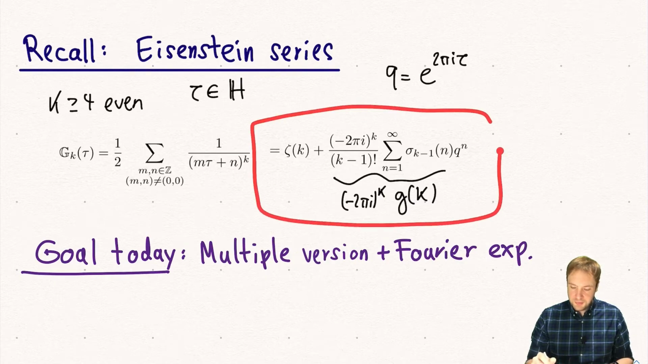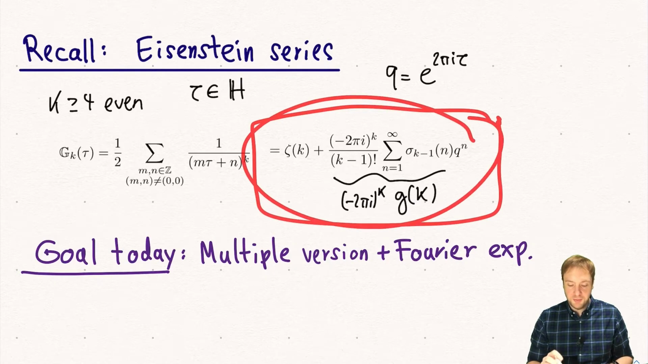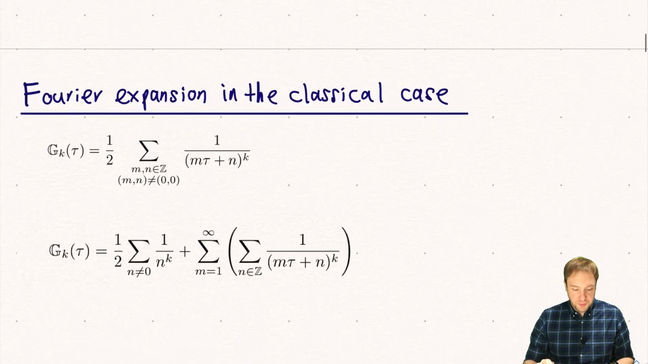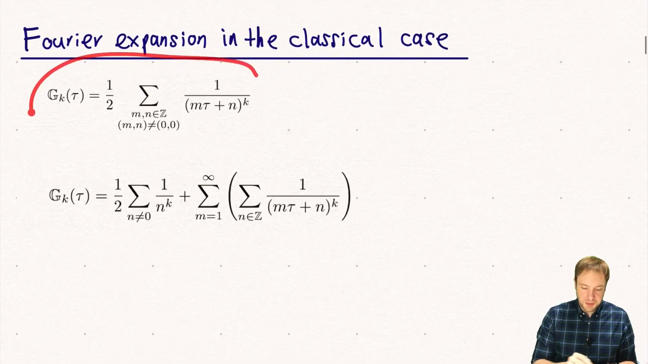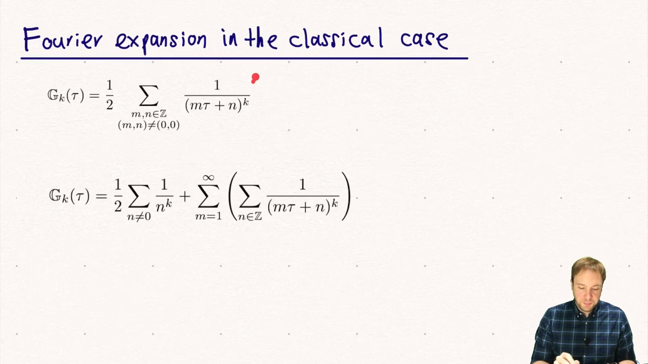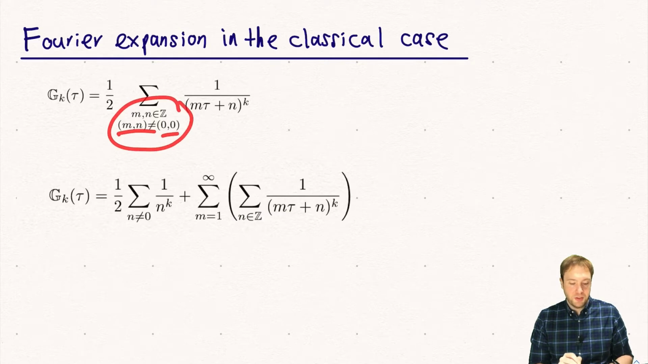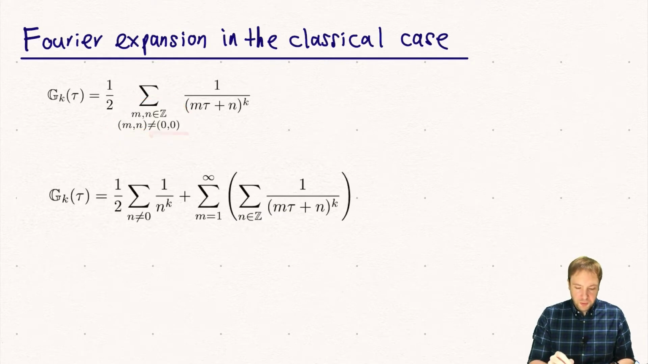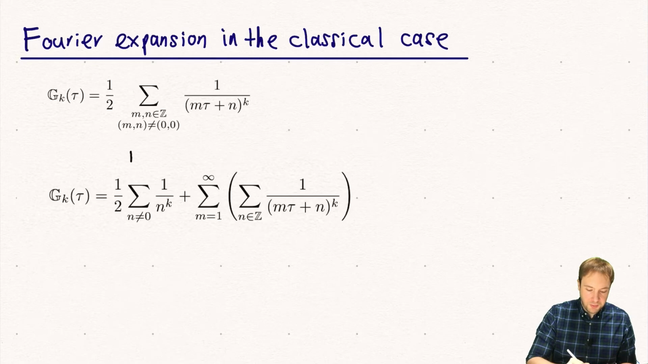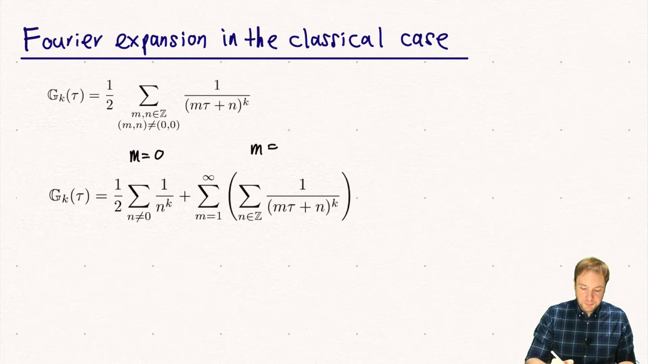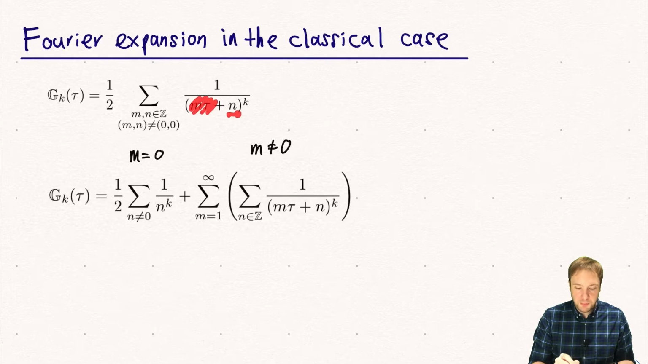But first let's recall how we can actually calculate this Fourier expansion. So here's again the definition. What we do is we split this summation into two terms. Here we sum over all lattice points m and n which are not both 0. But we can consider the case when m equals 0 and when m is not 0. So if m equals 0, then we don't have this term here, and we sum over all non-zero integers n, and we get this sum here.